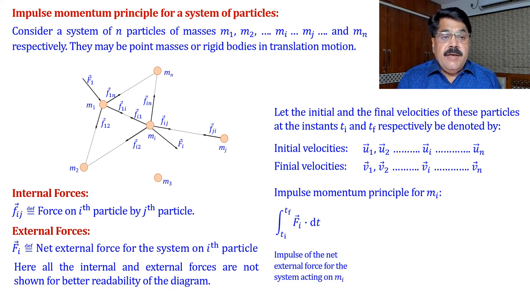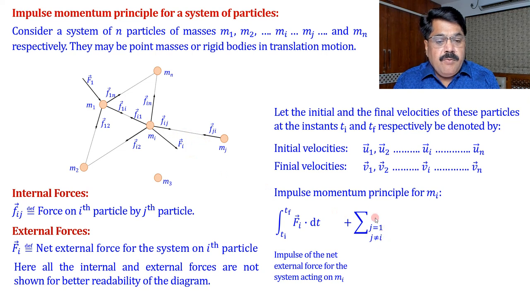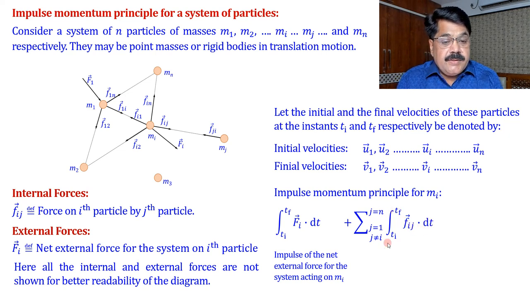Now we add impulses of all these internal forces. For that we have to add, say here, summation j is equal to 1 to n and j is not equal to i, integral ti to t final small fij dt. Here this integral term is the impulse of this force fij, and we are choosing this equation for the ith particle. So to include all these forces we have to vary this j. So we vary j from 1 to n, but j is not equal to i because the ith particle cannot apply force on itself.